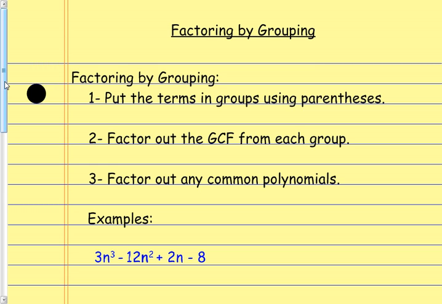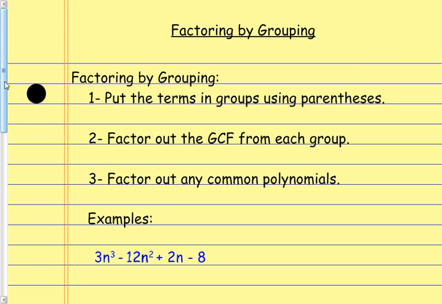So we put them in groups of two, and then we factor the greatest common factor out of each group. And then the last thing we do is look for common polynomials throughout. So we're looking for entire terms, either a binomial or trinomial, that we see repeated more than once. So we put them in groups using parentheses, we factor the greatest common factor out of each group, and then we look for common polynomials that we can factor out.